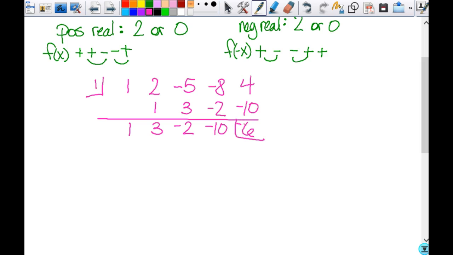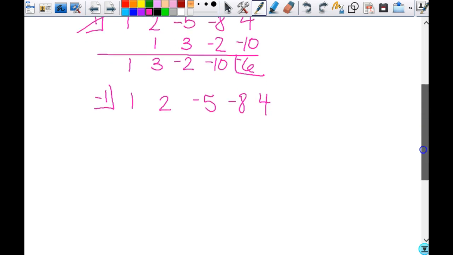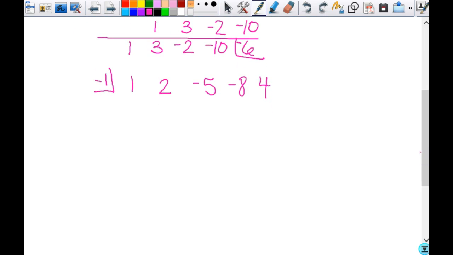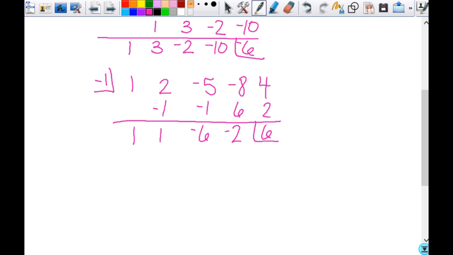So does the positive 1 work? No. Okay, so now I'm going to try the negative 1. And so using 1, 2, negative 5, negative 8, and 4. Am I going too fast with that, or y'all, I mean, synthetic division, pretty simple, especially when the numbers are easy. So 1 gives me a negative 1. Gives me a negative 1, so that's a negative 6, 6, negative 2, 2, and 6. So that one doesn't work either.